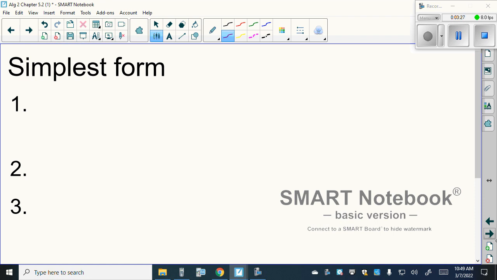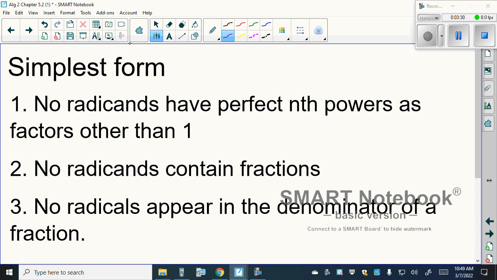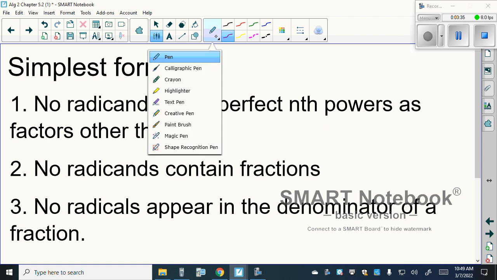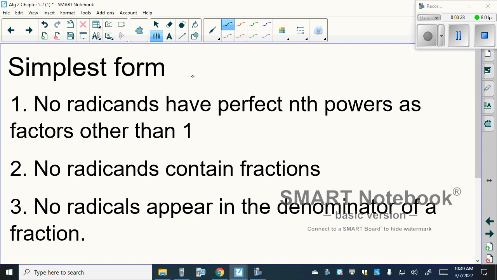Now, to know that we have it in simplest form, we have three main things that we need. The first one is no radicals can have perfect nth power factors other than 1. That means we can't leave it as the square root of 4, because the square root of 4 can reduce. It can simplify. Or we can't have 3 to the 3/3, or 2 to the 6/3. We can't have these that can reduce, because if they can reduce, we need to simplify them. We need to remove the radical.